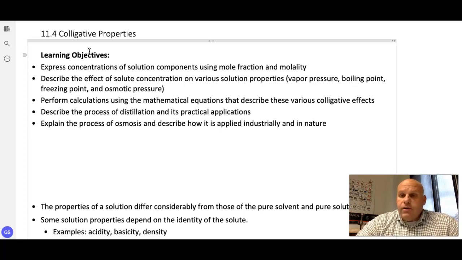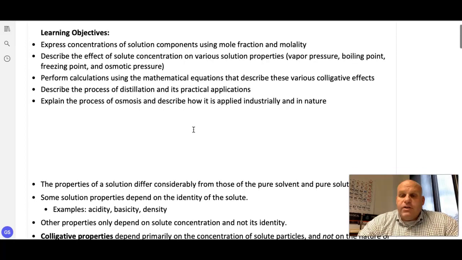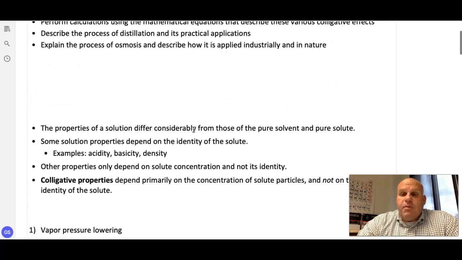As always, here are the learning objectives for this unit, so please pause your video now and copy these in your notes. All right, so let's start with a discussion about what is a colligative property.